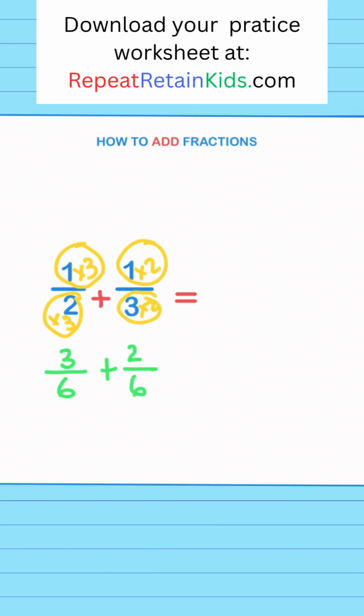Now you can see we've succeeded in getting the same denominators. And our numerators have changed simply because what we did to the bottom here, we had to do to the top there. These were both times by 3. What we did to the bottom here, we had to do to the top there. These were both times by 2.